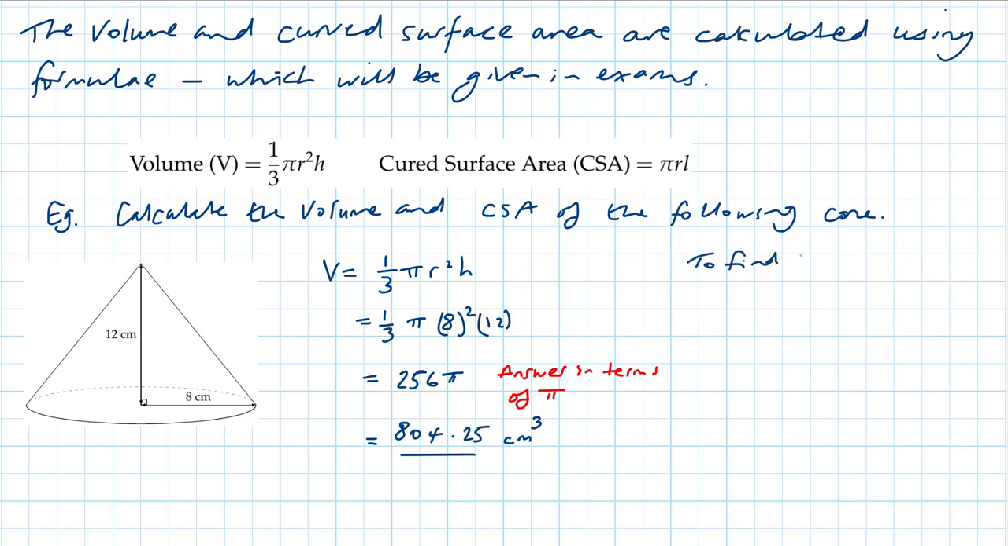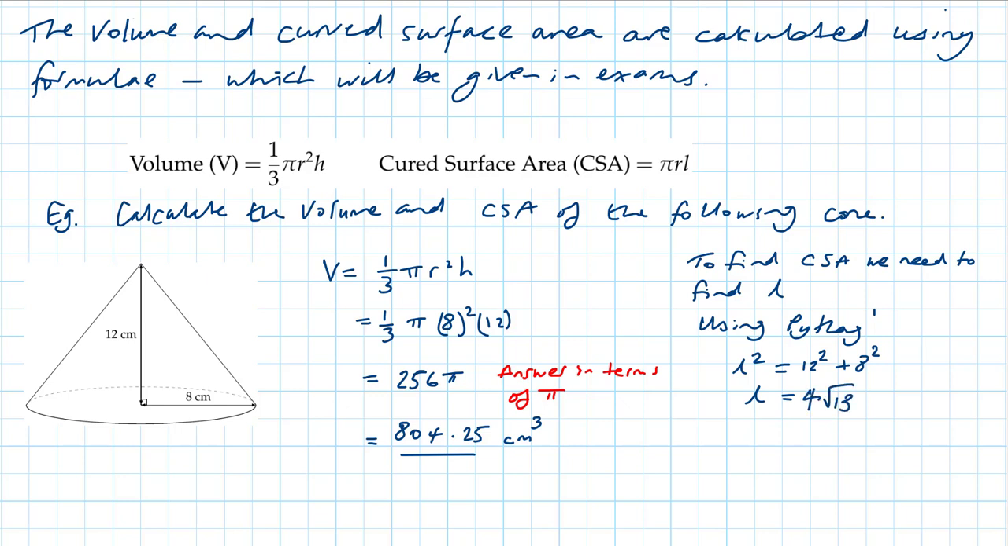Now for the curved surface area, to find that, we need to find the value of l. Here we've got to do a little bit more maths first of all. To do that, we're going to use Pythagoras' theorem, because if you look, we have got a right-angled triangle inside the cone. To find the hypotenuse, we add, and we find here that the length l is 4 root 13.